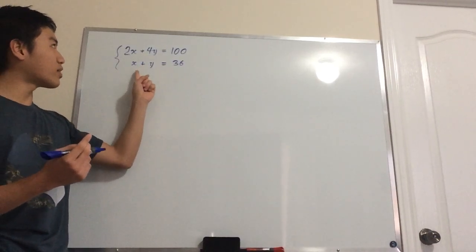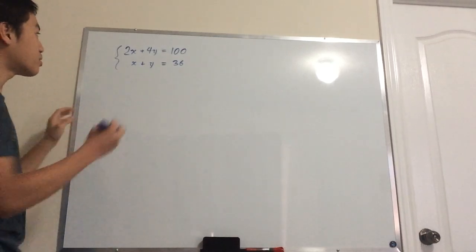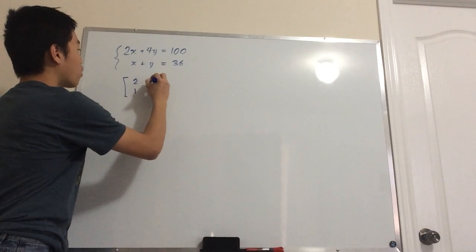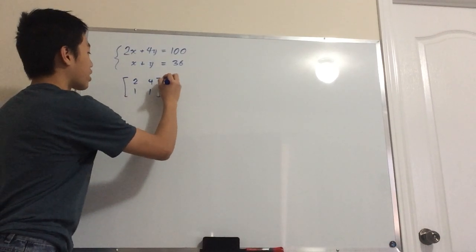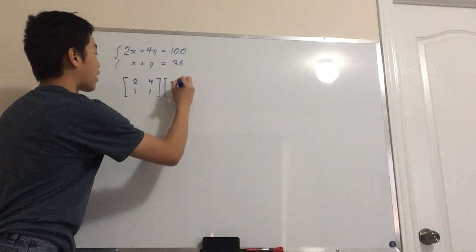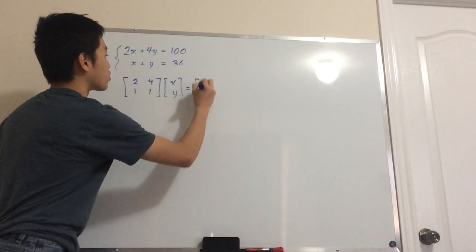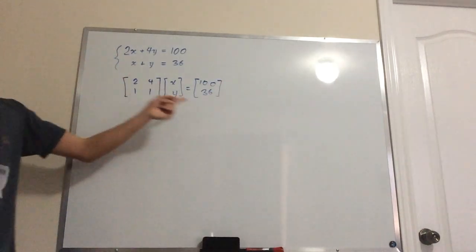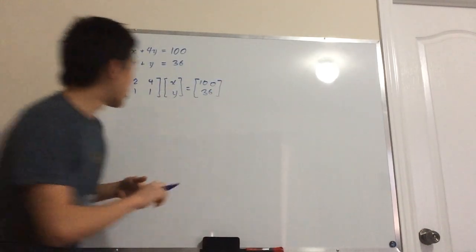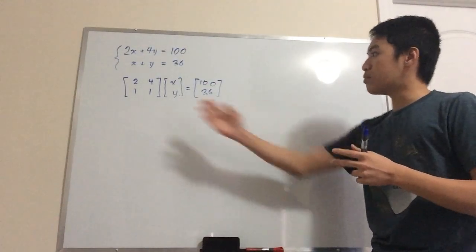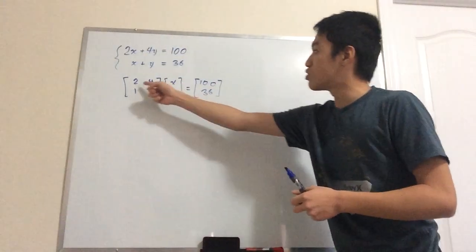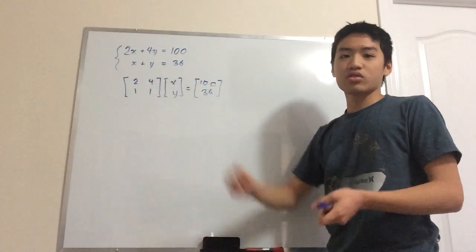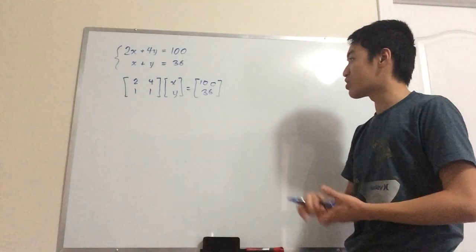So first, I'm going to write this system of equations in matrix form. So, we have a matrix 2, 4, 1, 1 multiplied by the vector xy equal to the vector with entries 100 and 36. And you can check to see that this is really true because just by matrix vector multiplication we get 2x plus 4y equal to 100, and x plus y equal to 36. If you want, you can verify that yourself.